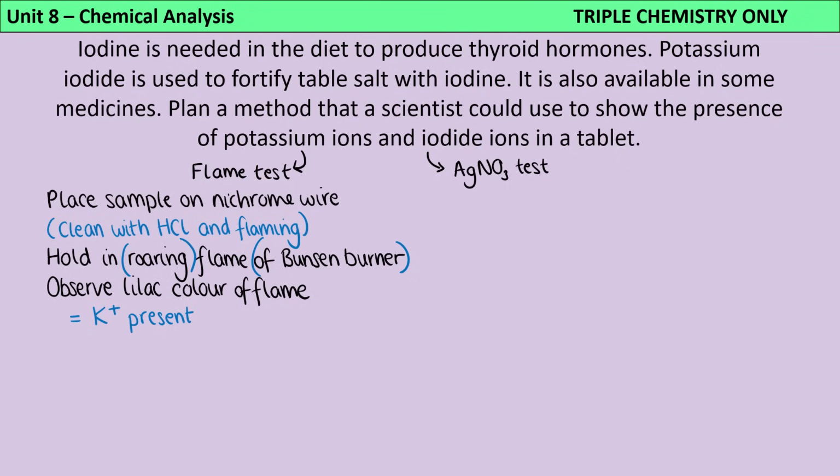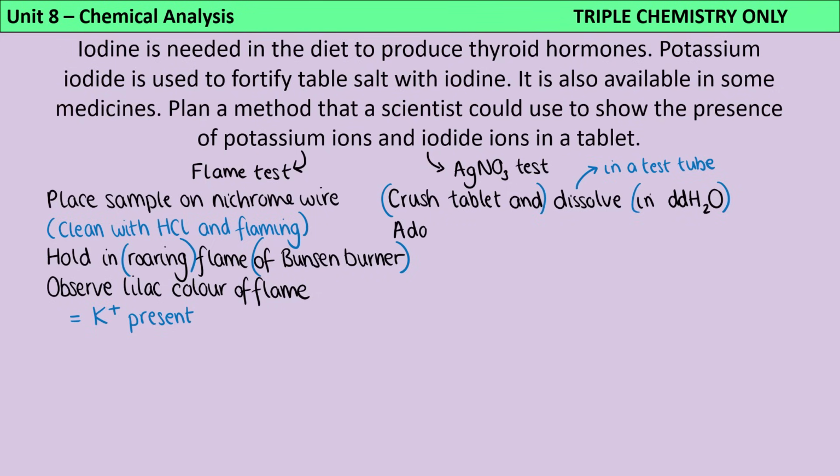Then for your silver nitrate test, this is going to work with a solution, so we need to turn that tablet into a solution by crushing it up and then dissolving it in some distilled water. So then once we've done that in a test tube, we can add some dilute nitric acid to remove any carbonate ions.